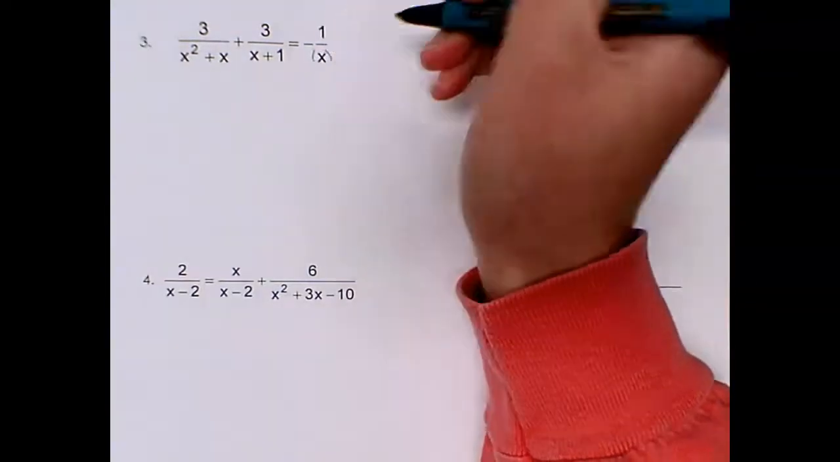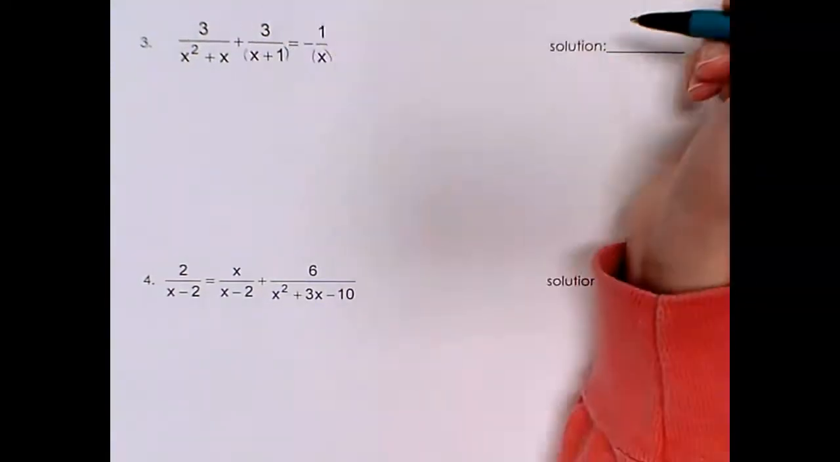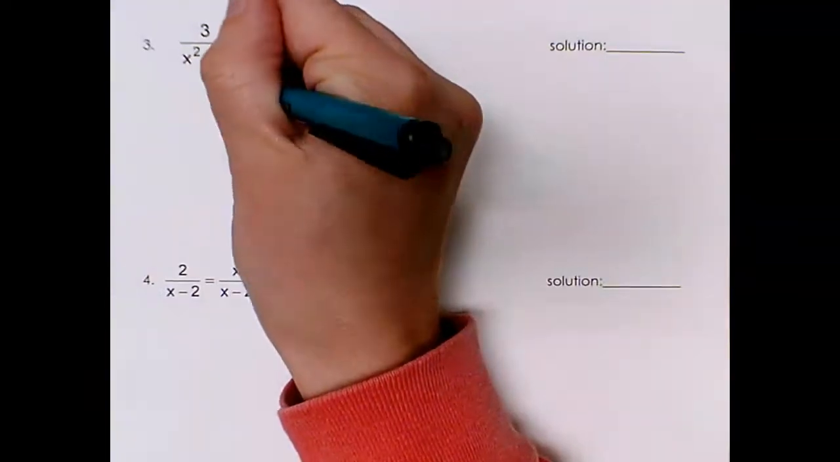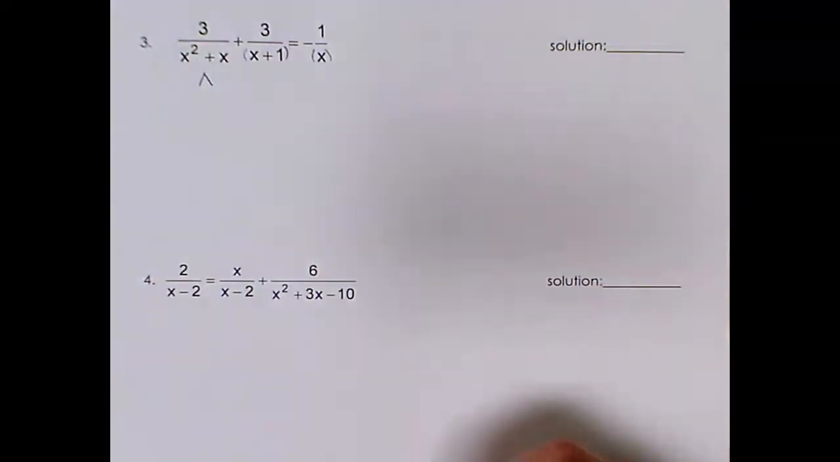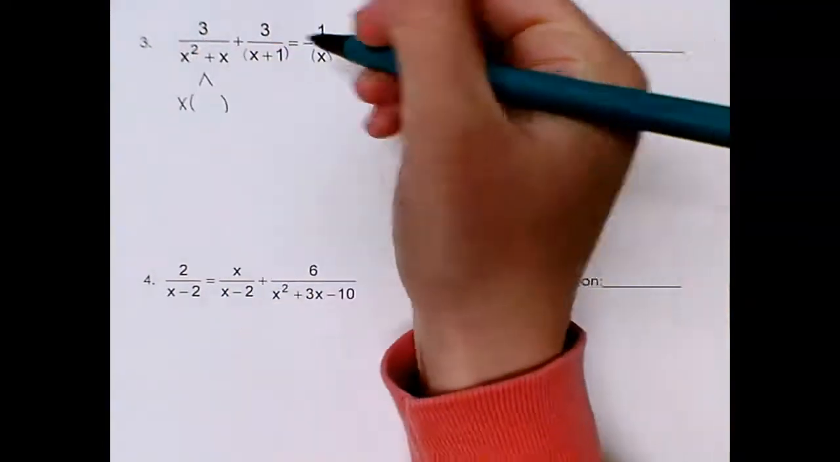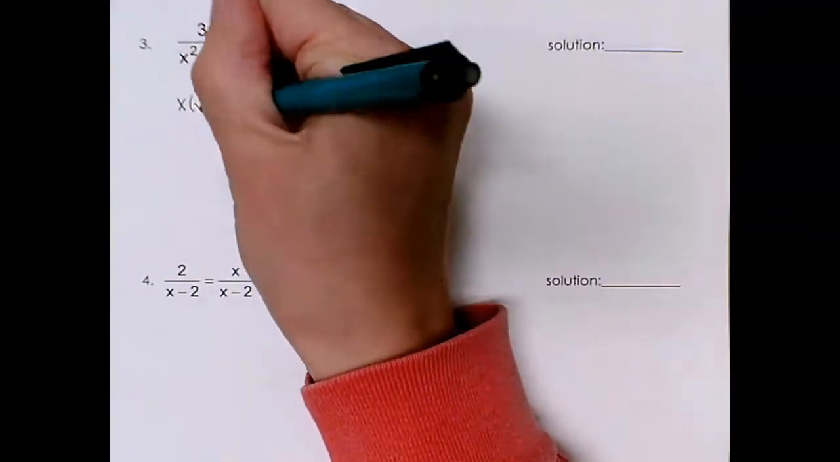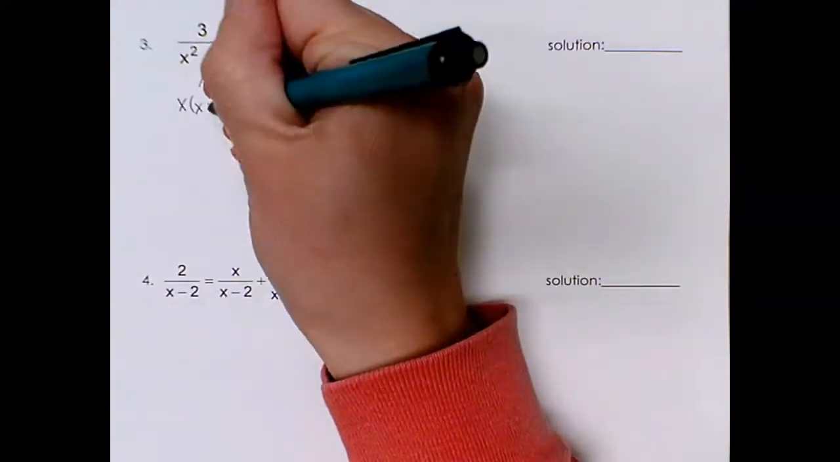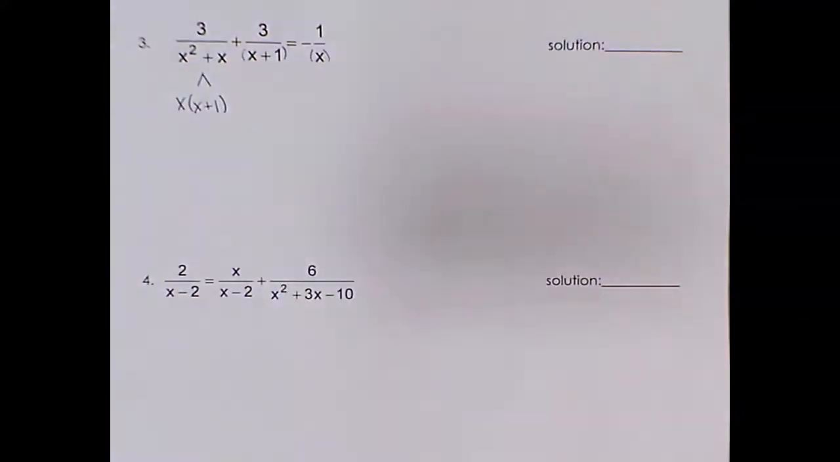X is already factored. X plus 1 is already factored. X squared plus x is not already factored. I can take out a GCF here of x. X squared divided by x is x. X divided by x is 1. So that's what I can break my first denominator into.